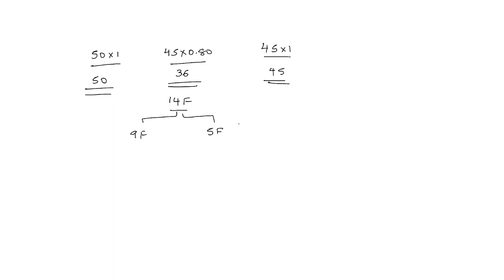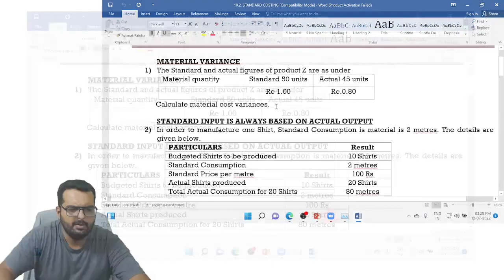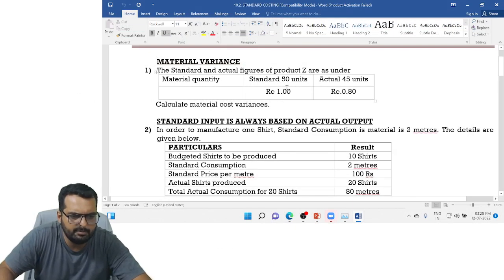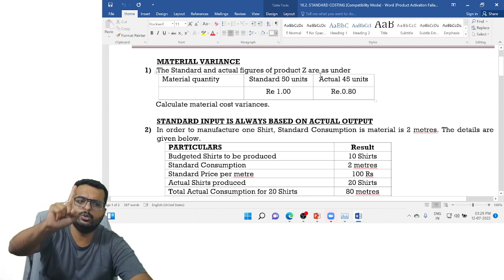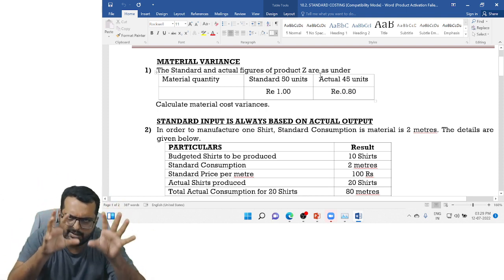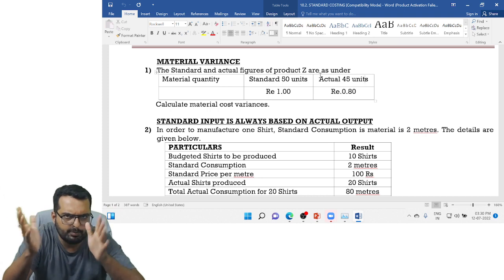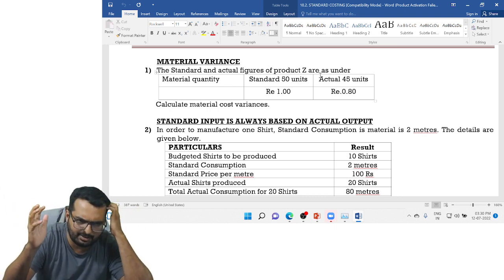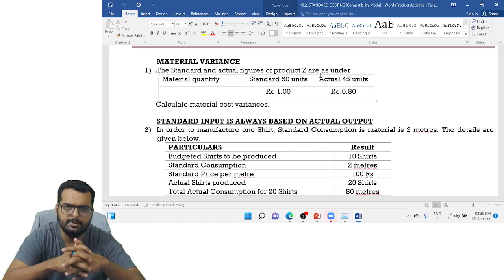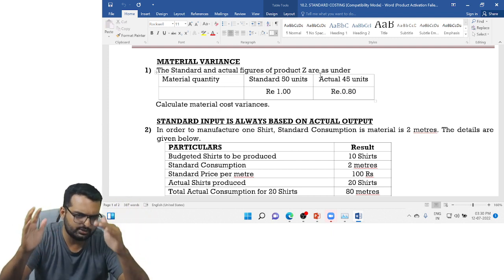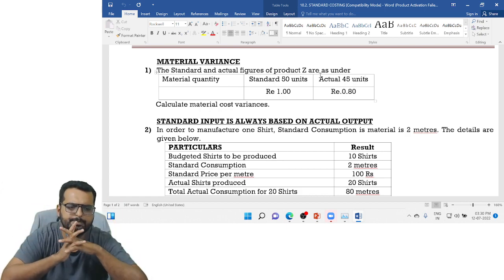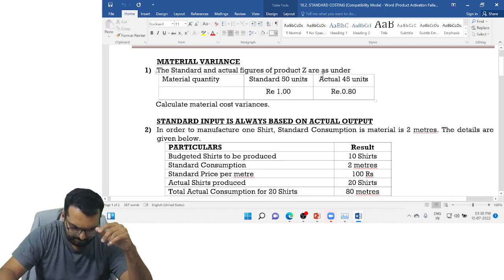Aman, I didn't get your doubt. Why are we taking 50? See, that's because in this question, this is also the material consumed. 45 is also the material consumed. And both are for one unit of output. So, standard output is also one unit. Actual output is also one unit. Hence, the SQ will remain the same. Are you clear now, Aman? It is all for one. Budget is also one unit. Actual is also one unit. That is why. All right. Please do question number two now, friends.